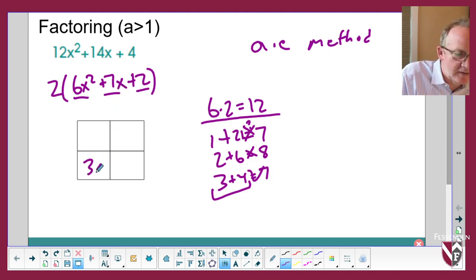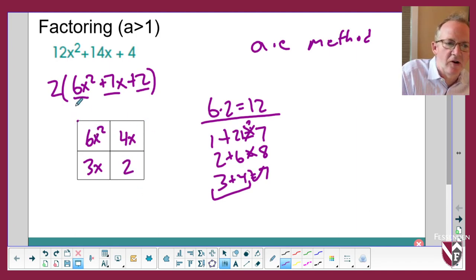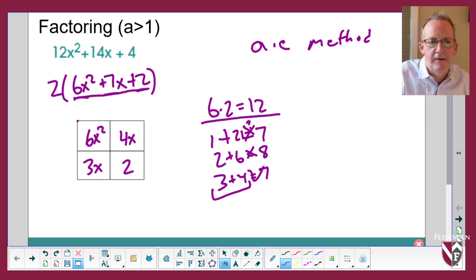It's going to be 3x in one box and 4x in another. And 6x squared is here, and our 2 is down here. Do you see that the contents of this box are the same as the contents of our parentheses? We're just splitting the 7x into 2 parts, 3x and 4x.